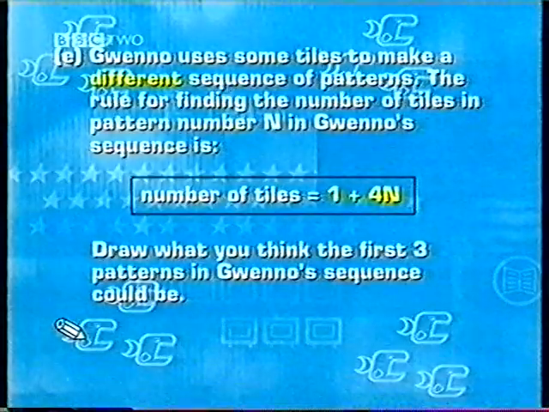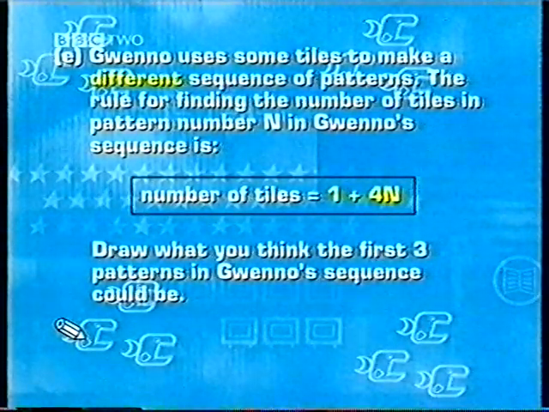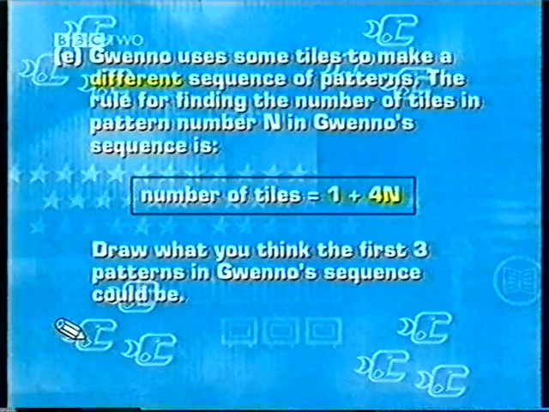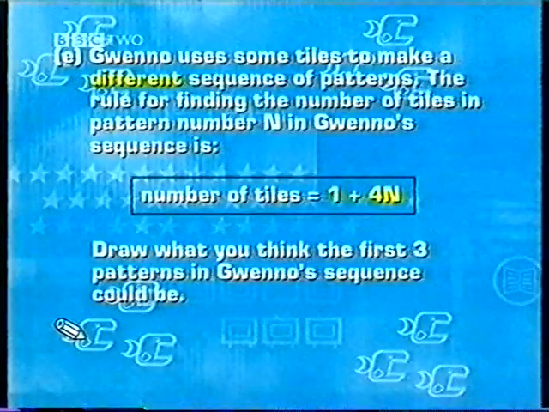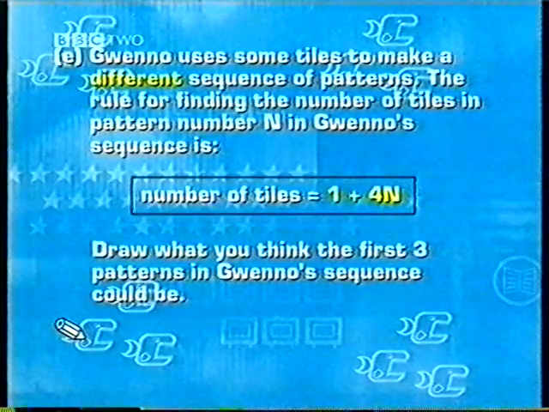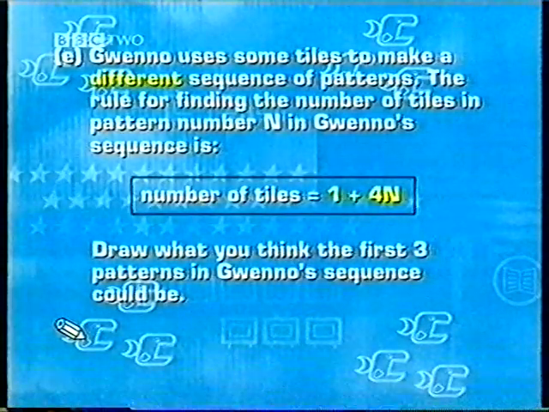E. Gweno uses some tiles to make a different sequence of patterns. The rule for finding the number of tiles in pattern number n in Gweno's sequence is number of tiles equals 1 plus 4n. Draw what you think the first 3 patterns in Gweno's sequence could be.